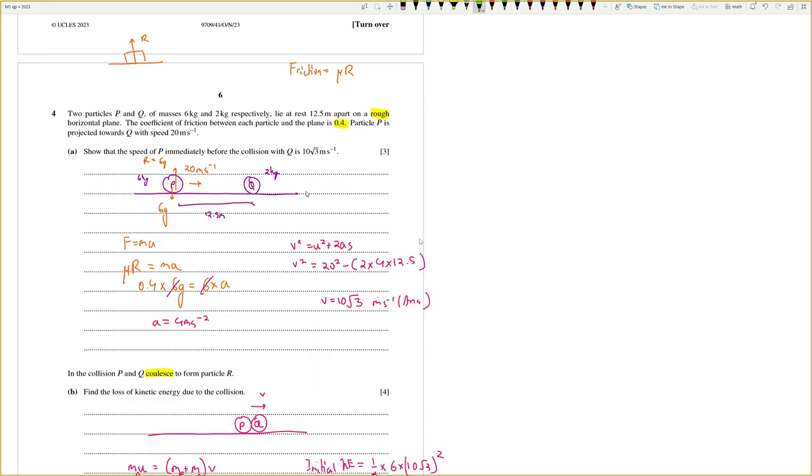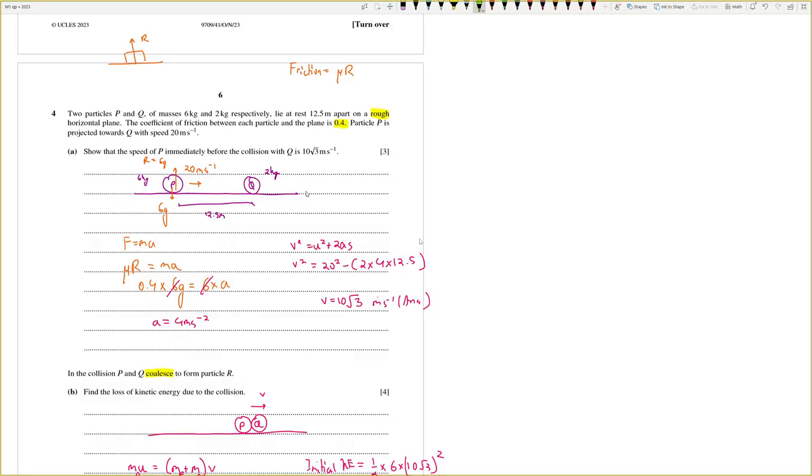So we have to use the v square equals to u square plus 2as equation. So v square is equal to 20 square initial speed square minus 2 into 4 into 12.5 meters. That gives us a value of 10 root 3. That's the velocity of P just before colliding with Q.